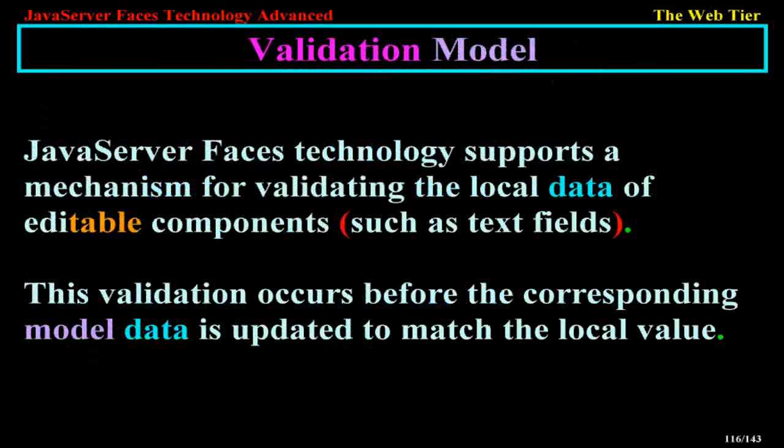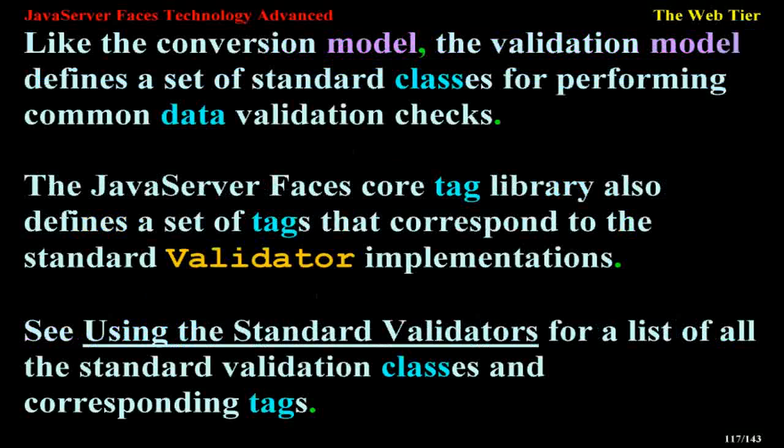Validation model. JavaServer Faces technology supports a mechanism for validating the local data of editable components such as text fields. This validation occurs before the corresponding model data is updated to match the local value. Like the conversion model, the validation model defines a set of standard classes for performing common data validation checks. The JavaServer Faces core tag library also defines a set of tags that correspond to the standard validator implementations. See using the standard validators for a list of all the standard validation classes and corresponding tags.